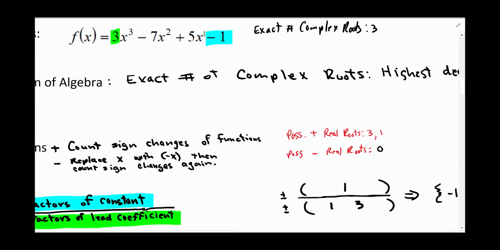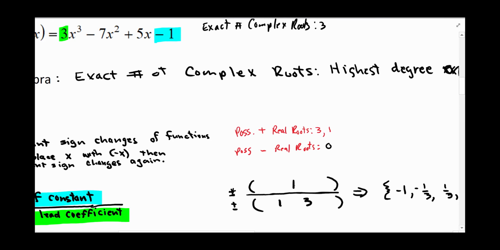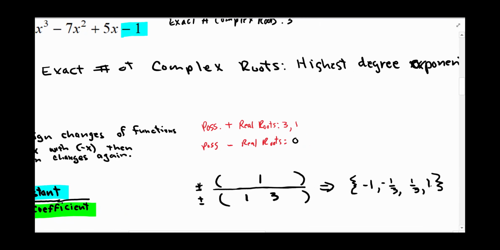So factors of the constant, essentially that's the number 1, and you have both the positive and negative. So factors of 1 are just 1. Factors of 3 are 1 and 3. So this is what you're going to have. 1 divided by 1 is 1. But negative 1 divided by 1 is negative 1. 1 divided by 3 is 1/3. Negative 1 divided by 3 is negative 1/3. Or even if you give the negative signs down below, these are the 4 options they're going to be.